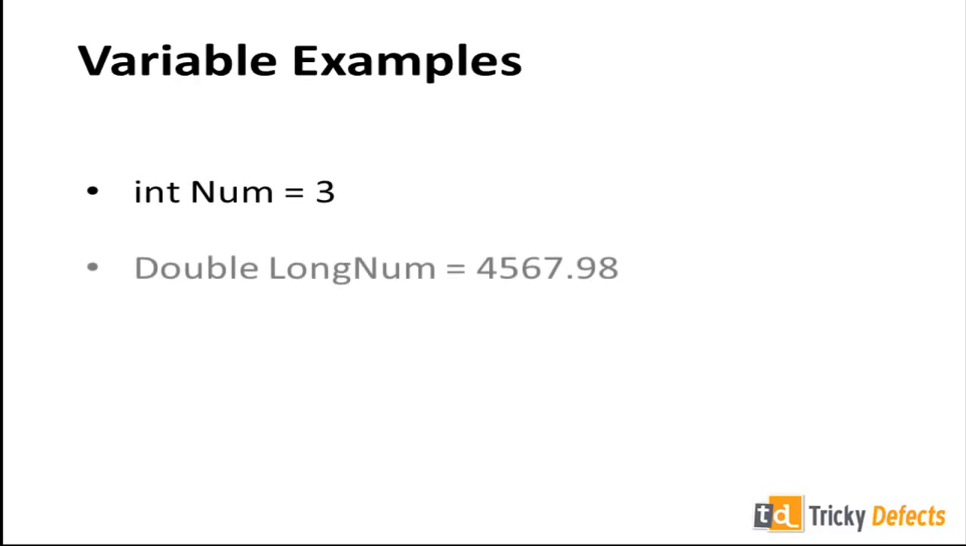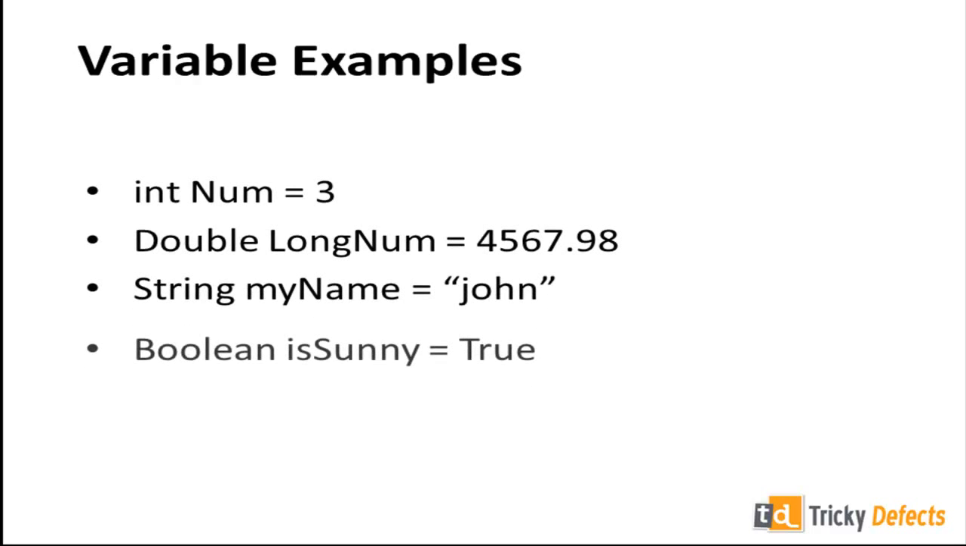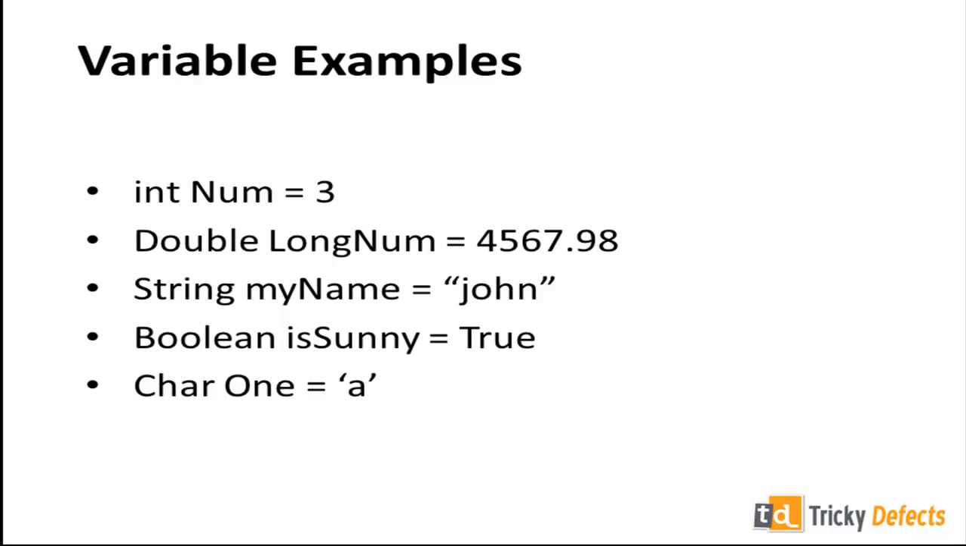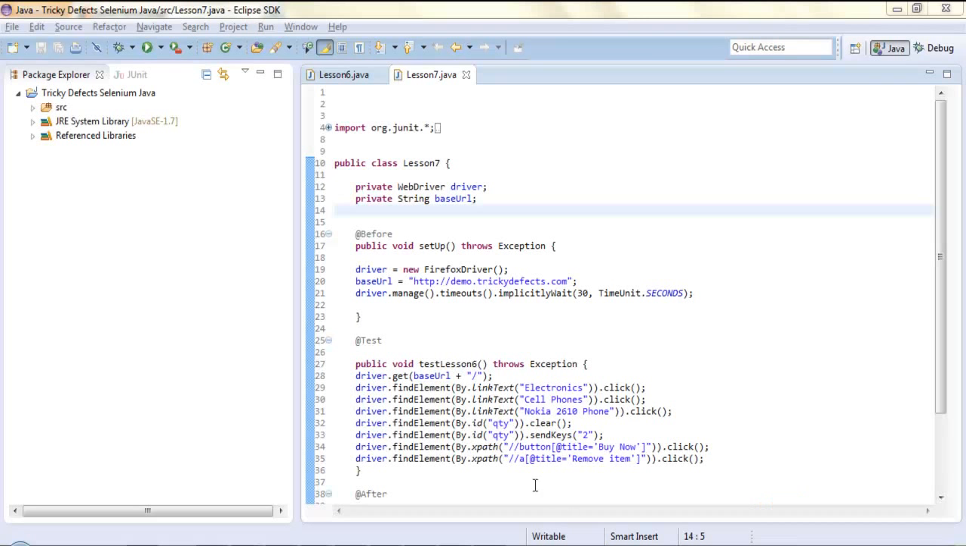So examples of these are declaring an integer called num with a value of 3, a double variable called long num with a value of 4567.98, a string variable called my name with a value of John in quotes, a boolean variable called sunny with a flag set to true, and last but not least, a character variable called one with a value of a in single quotes. Okay, let's go back to our code and declare some variables.